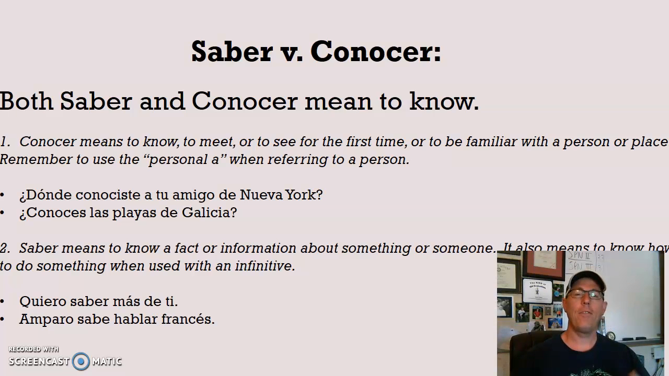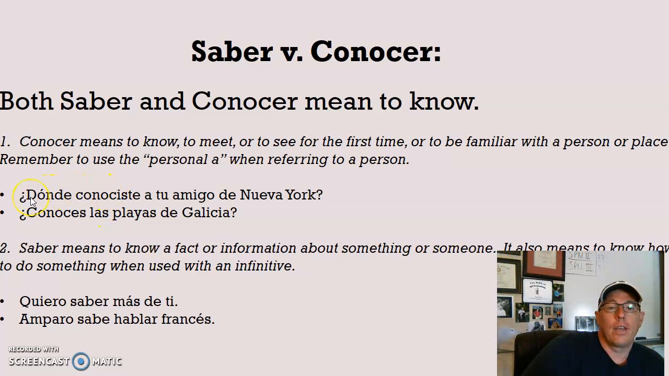It's different with familiarity. So if you had to boil it down into two essential differences, saber is more about facts and information, and conocer has more to do with familiarity with people and places. And of course, we have a few examples of those here too. Just conjugating or translating these into English real quick. For the conocer usage, we have ¿Dónde conociste a tu amigo de Nueva York? All right. So when did you meet your friend from New York? Is the translation there.